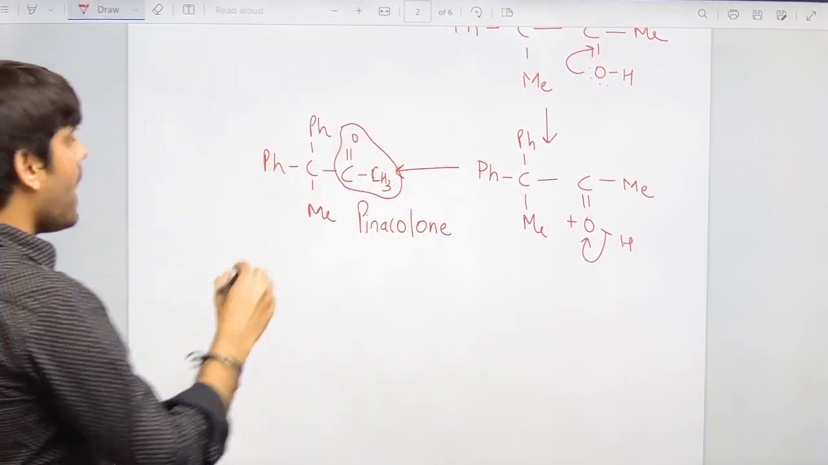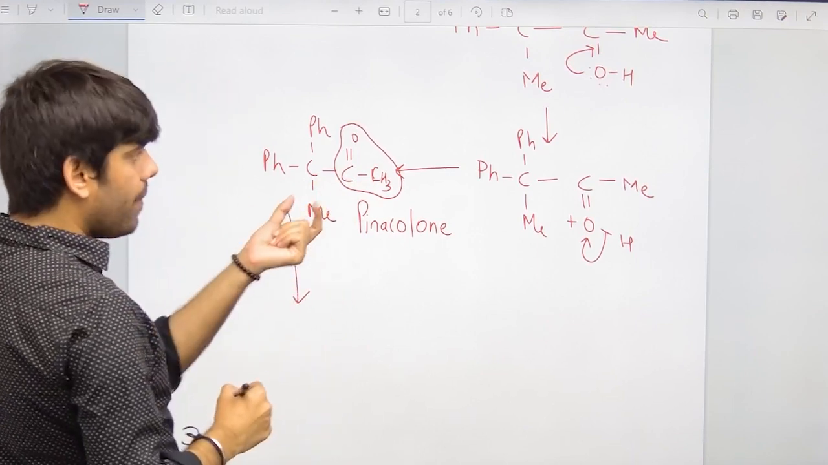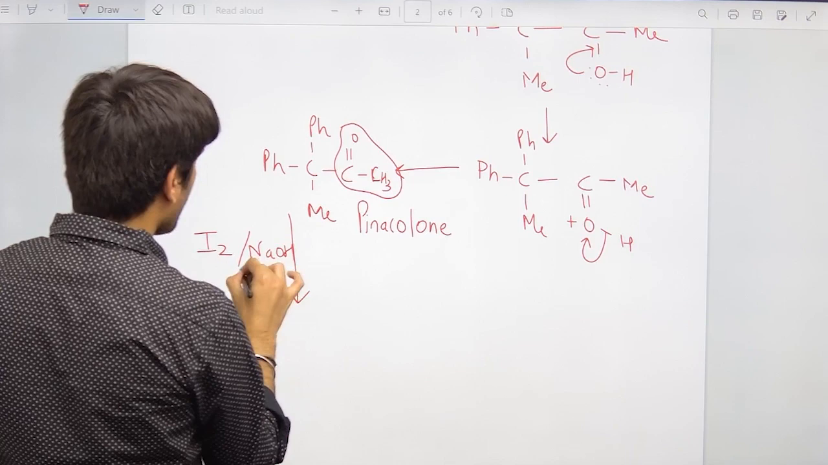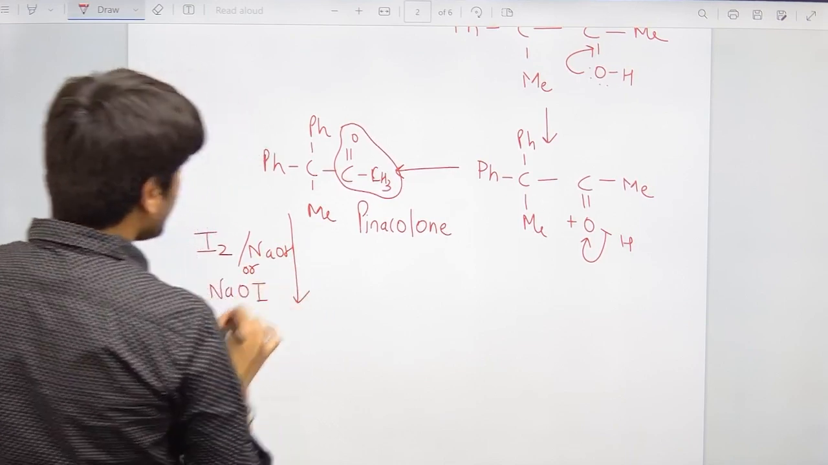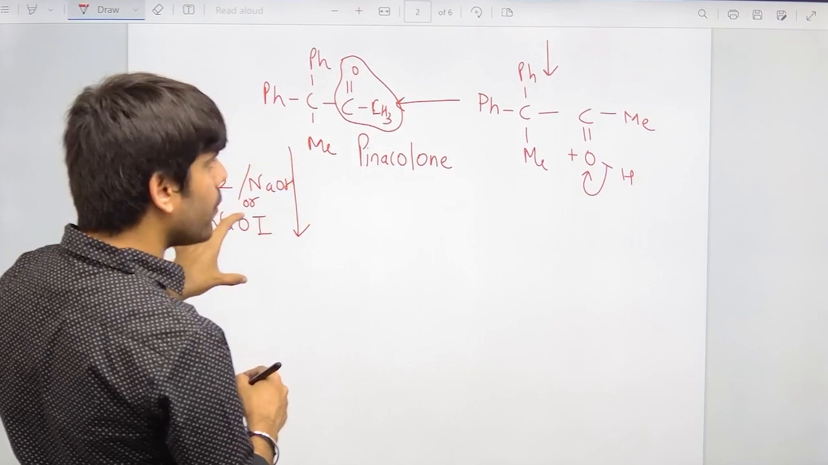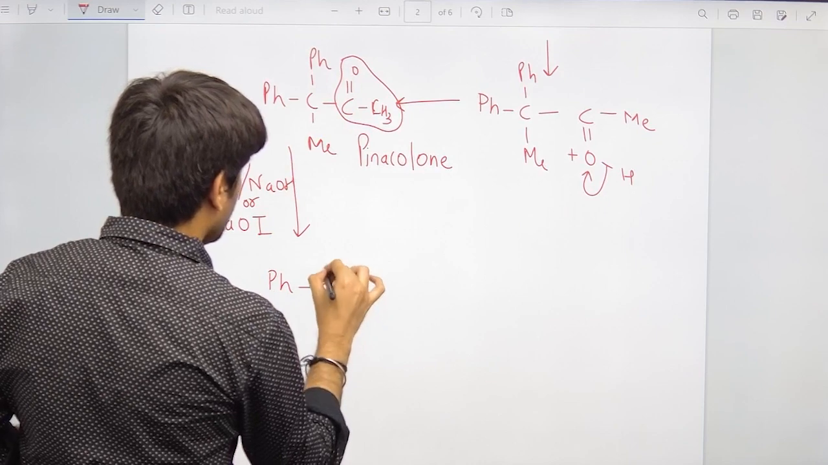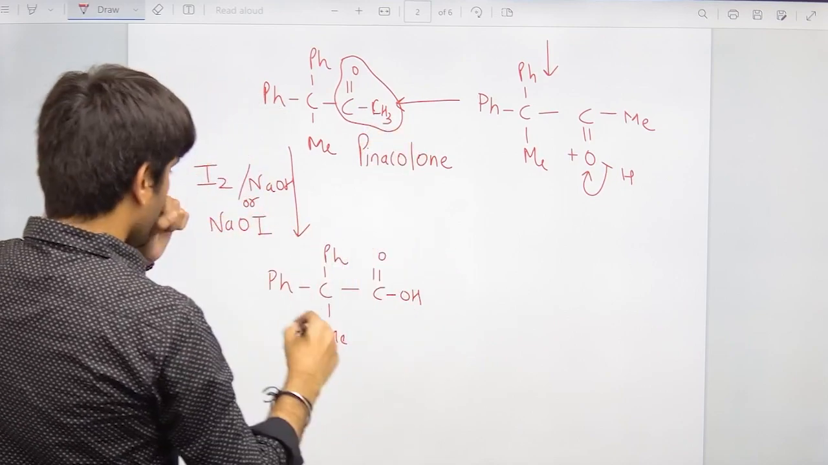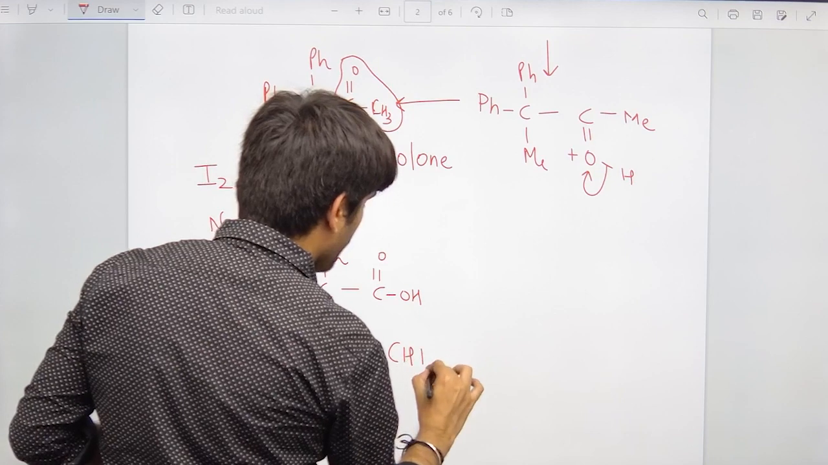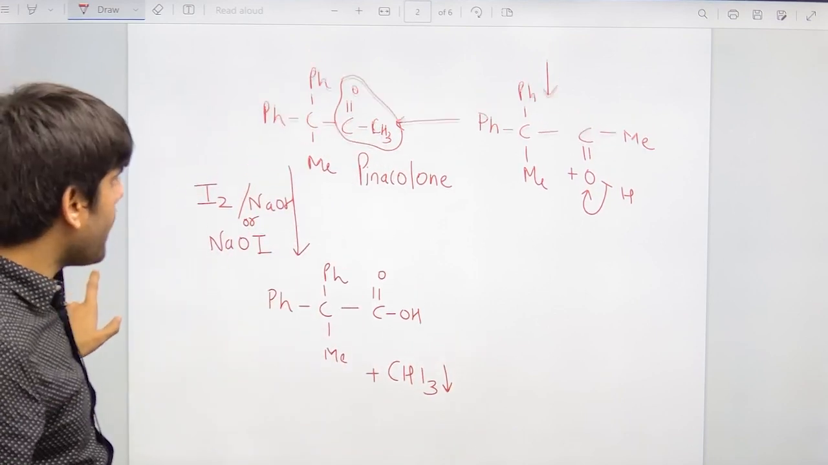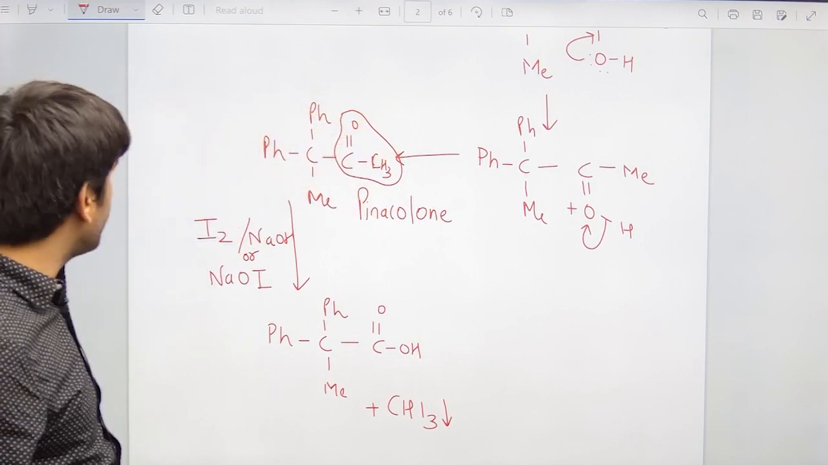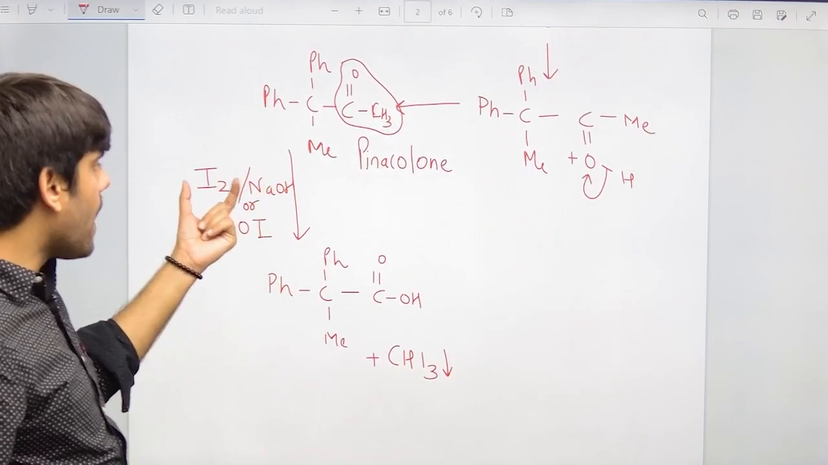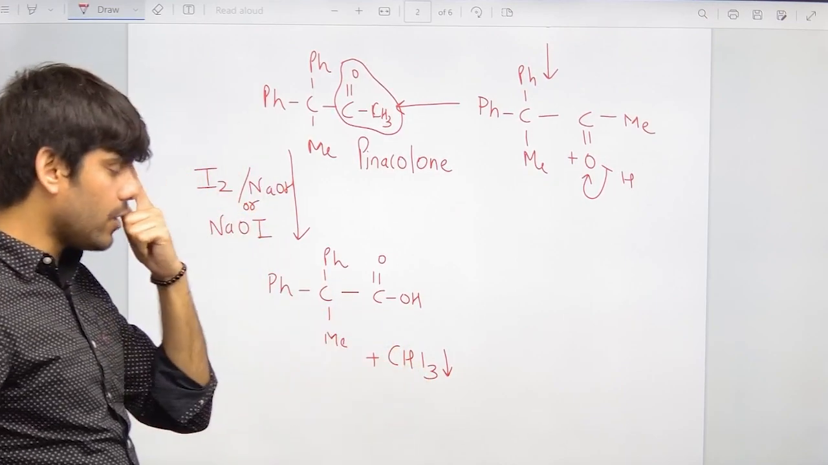This is your methyl ketone, and methyl ketones give a positive iodoform test. Suppose I have iodine in the presence of a base, NaOH, or I can also write it as sodium hypoiodite. So this is your iodoform reaction. You will get an acid like this, and the CH3 will form this yellow precipitate of iodoform, CHI3. So basically this pinacolone, the carbonyl compound that I get in the first reaction P, reacts with the reagent I2 in the presence of NaOH to give this precipitate of iodoform.